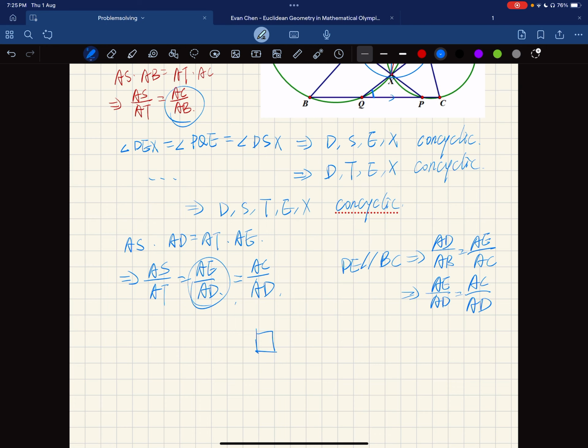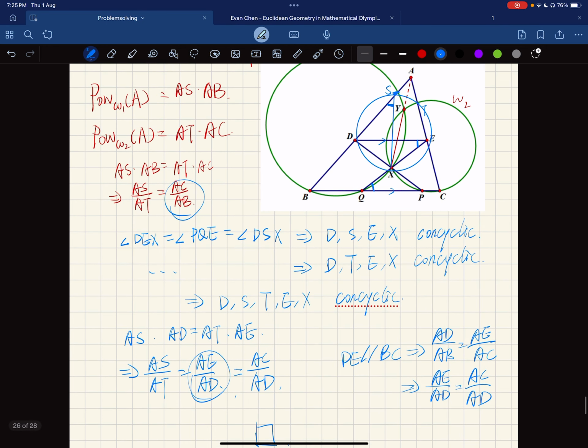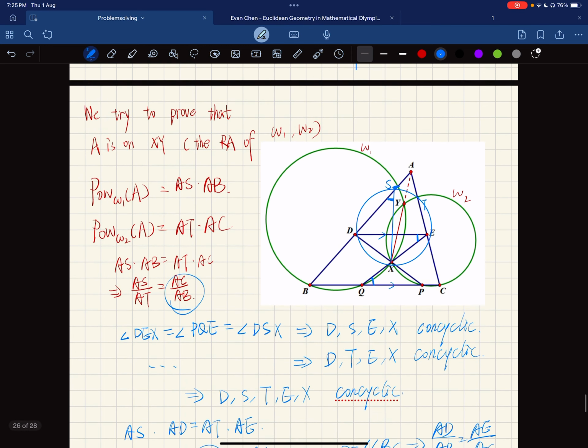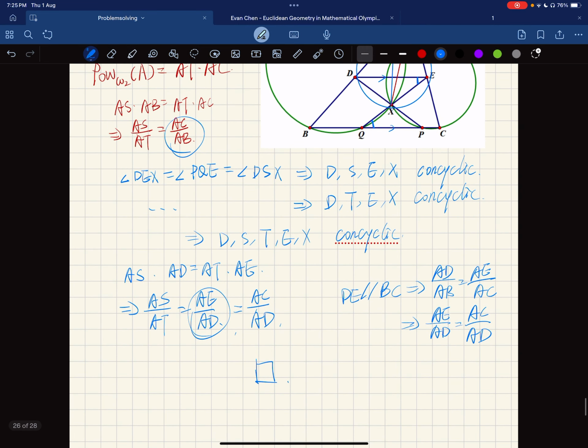So finally, we have proved this problem, because we have got the power of A to omega 1 equals the power of A to omega 2, right? So A is on the radical axis of the two circles omega 1 and omega 2, and XY is the radical axis of the two circles. Then A is on XY. So that means A, Y, X are collinear. So that's the end of the proof. Thank you for watching.